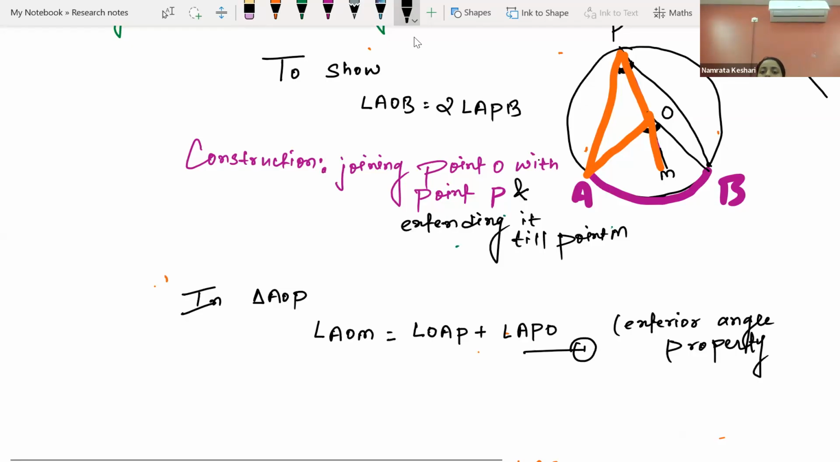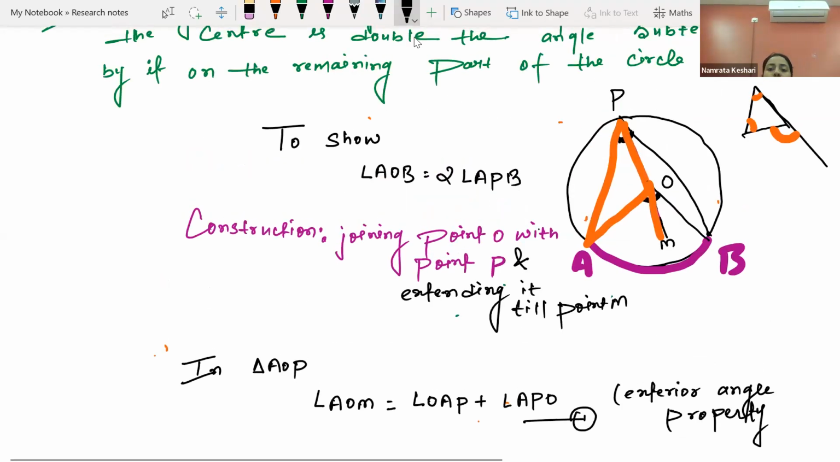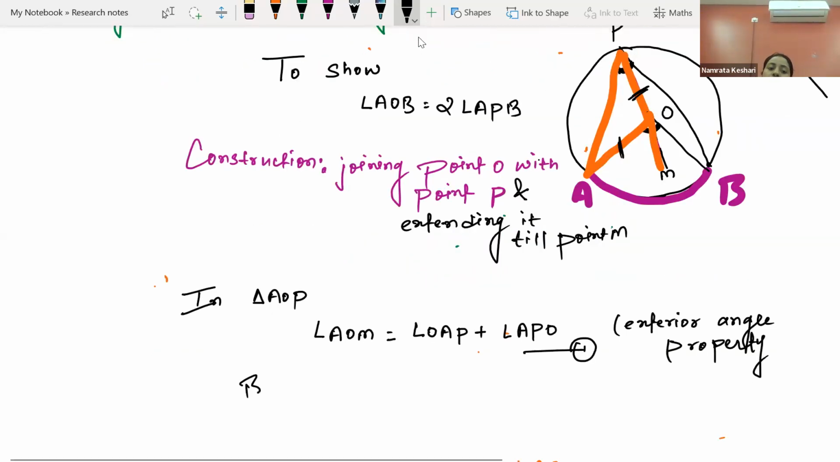One more thing, here only we must change it. Are you realizing that in this triangle AOP, OP and OA, these two are radii of the same circle? Yes, so the two sides are same in length. We know that OP is equal to OA. So the angle opposite to OP and the angle opposite to OA will be equal, yes or no?